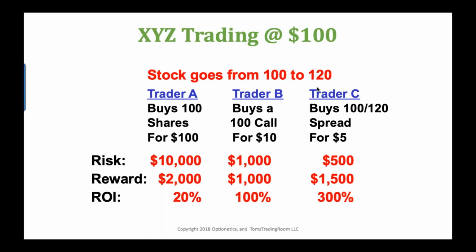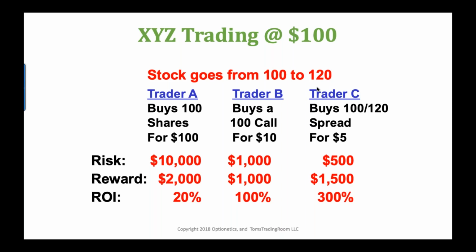Now, the reason Trader C makes so much more money is because at 120, remember, Trader C made 20 points. Look, they all made 20 points. Trader A made 20 points on the stock. Trader B made 20 points on the call. Trader C made 20 points on the spread. The difference is what they spent.